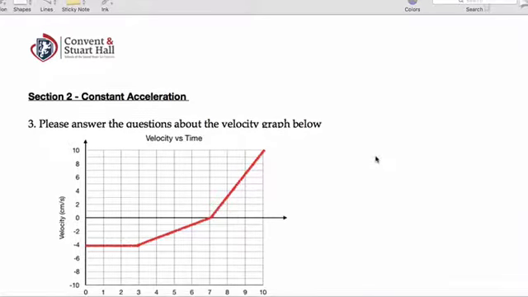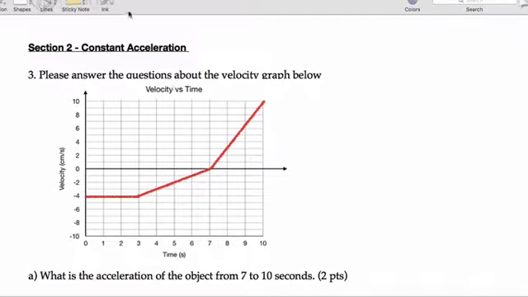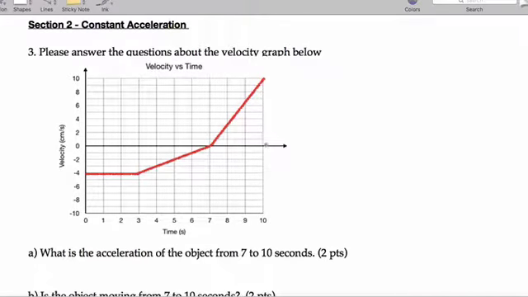Question number 3 on practice test 2. Again, I'm going to be a little quicker with these only because I've done practice test number 1, and a lot of these are similar type problems. So we want to know the acceleration from 7 to 10 seconds. I'm seeing a lot of people counting squares and guessing, and I really don't like that for the slope.